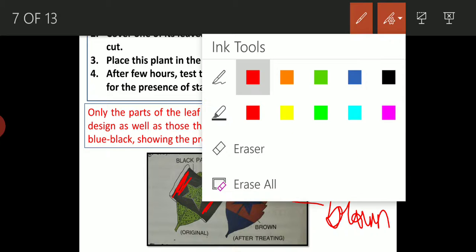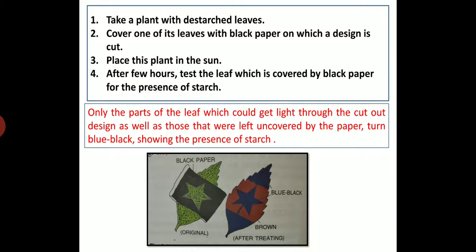That means in the brown portion which was covered by the black paper, there photosynthesis has not occurred. That means where the sunlight is not present, there photosynthesis is not occurring. That's why it is brownish in color, which shows that there is absence of starch. And the portion where sunlight has reached, the green portion, photosynthesis occurred and the starch is present. So from this experiment we can conclude that sunlight is very much necessary for photosynthesis.